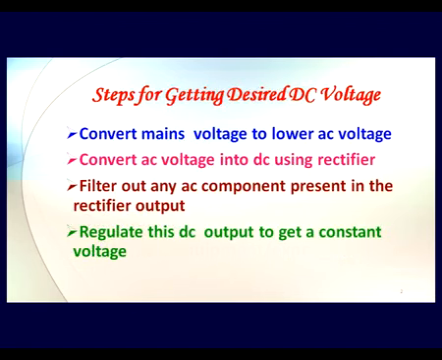So how do we get it? To get the desired DC voltage from AC mains, the following steps are involved. First, we have to convert the mains voltage into a lower AC voltage. As I told you, we get AC supply at our mains input. So before we convert it into DC, we first change its voltage level from higher to lower or lower to higher, as per our requirement, in AC form itself. After that, we convert that AC into DC using a circuit called a rectifier, which we will be discussing today.